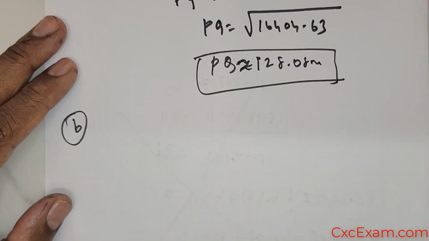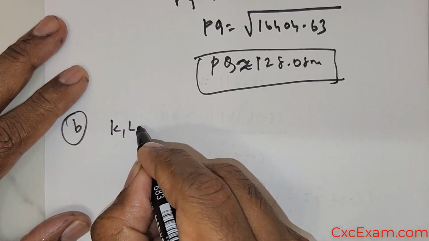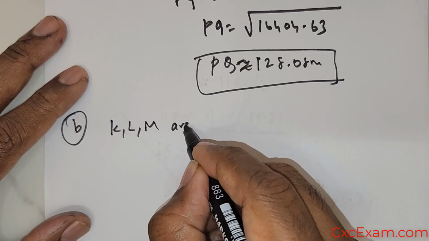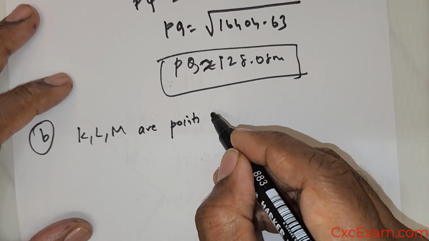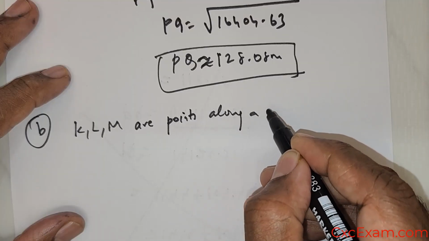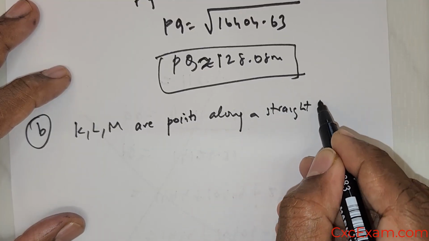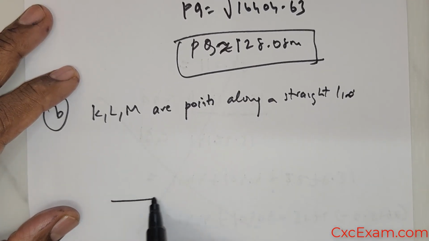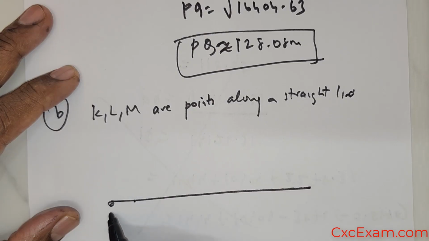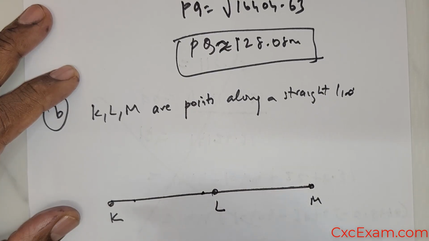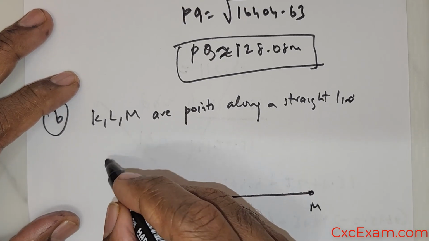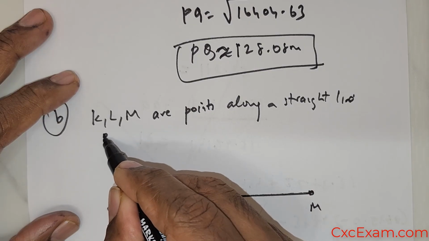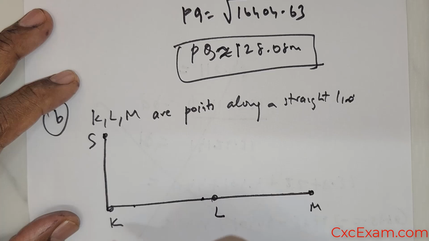Okay, now this is the next question. We have K, L, M as points along a straight line on a horizontal plane. So you have K and L and M. Now a vertical pole SK is positioned, so that means you have a pole over here. So this is S and you have K there.